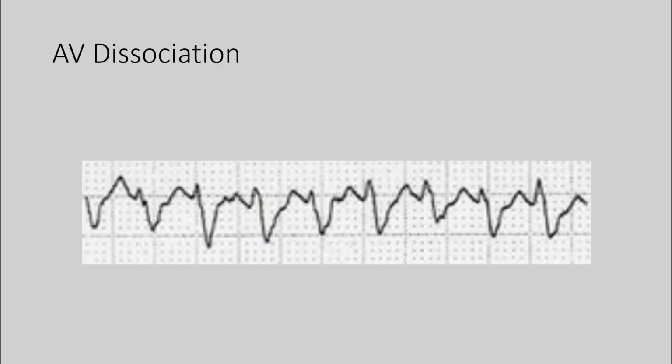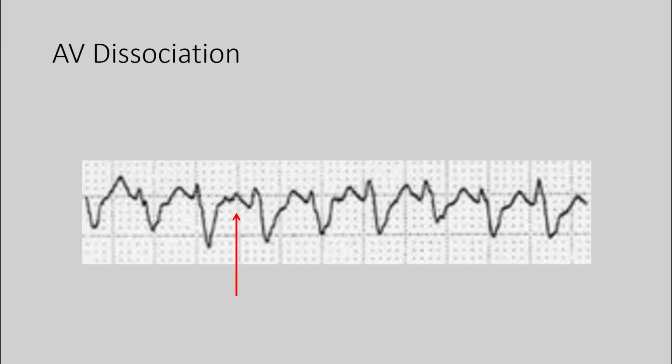Firstly, let's look at AV dissociation. So this is evidenced by P waves that are occurring at a different rate to the QRS complexes, and is taken as evidence that the ventricles and the atria are beating independently, as can happen with VT.